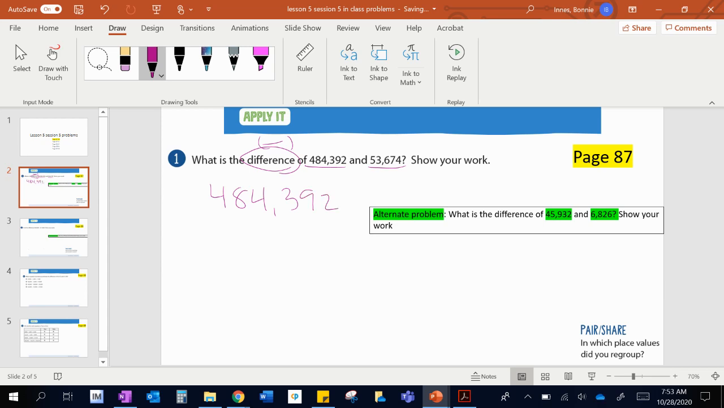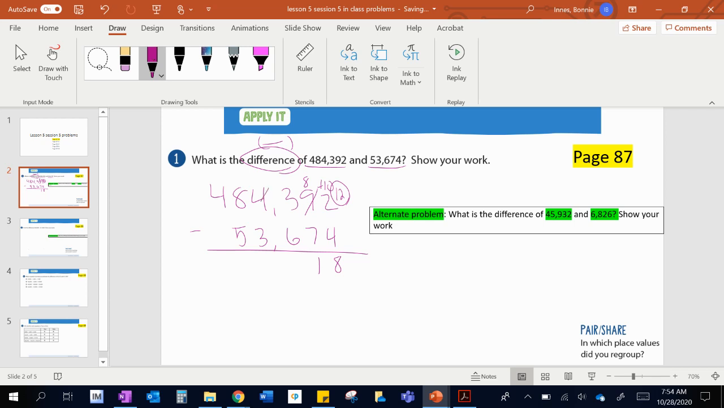So 484,392. Make sure that you're copying the numbers down correctly so that you don't make an error. 484,392 minus 53,674. I start in my ones place. 2 minus 4. I can't take 4 from 2, so I need to regroup. My 8 becomes 8 tens plus 10 ones. 10 plus 2 is 12. 12 minus 4. 12, 11, 10, 9, 8. 8 minus 7 is 1.